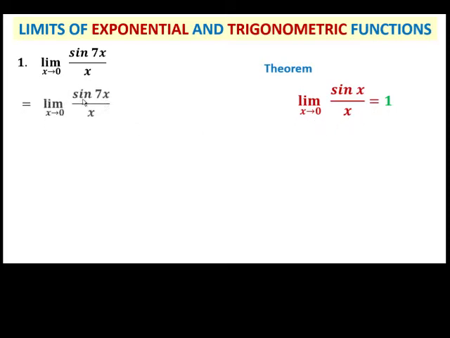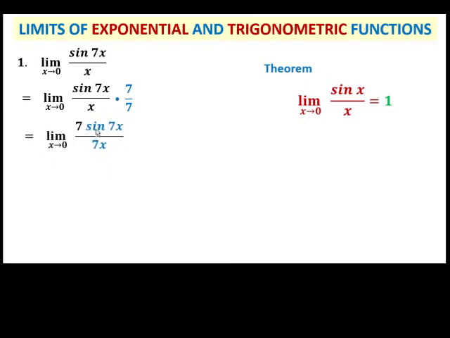So we have to multiply both numerator and denominator by a fraction equal to 1 so that we can make use of the theorem. That is 7 over 7. So distribute 7 with x, so that we have an expression sine 7x over 7x, which according to the theorem approaches a value of 1. So this is equal to 1. So as we evaluate the limit of this function, 7 times 1 is equal to 7.